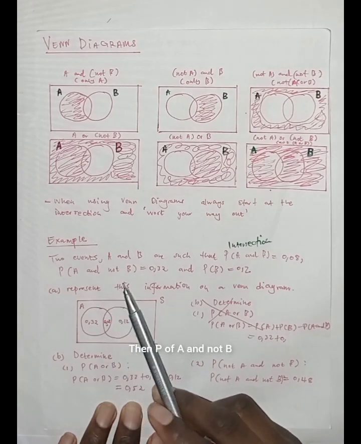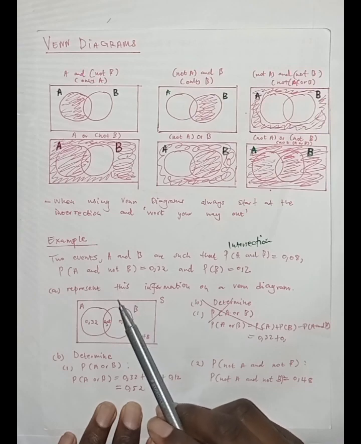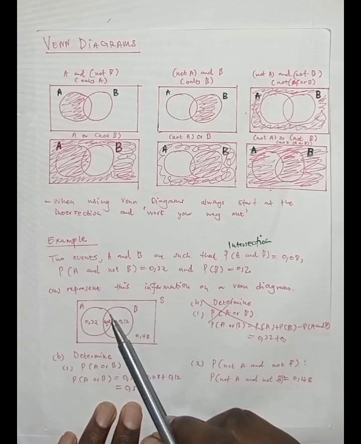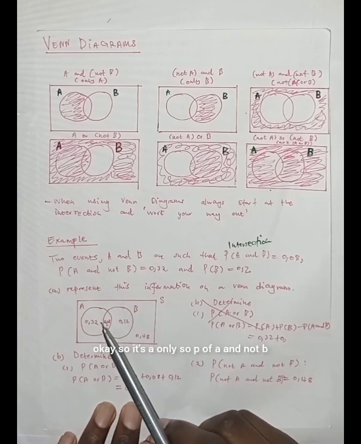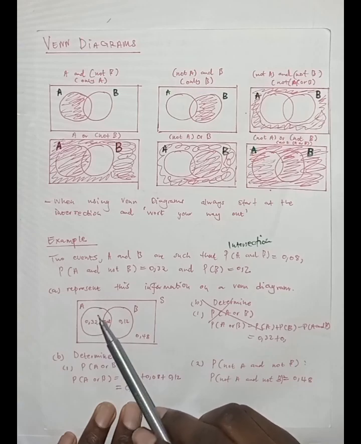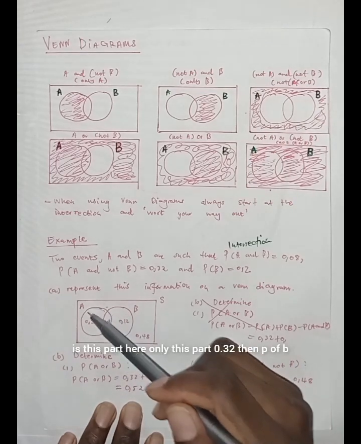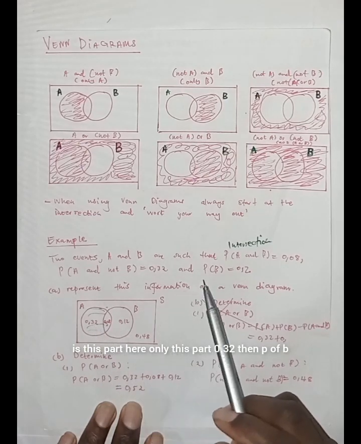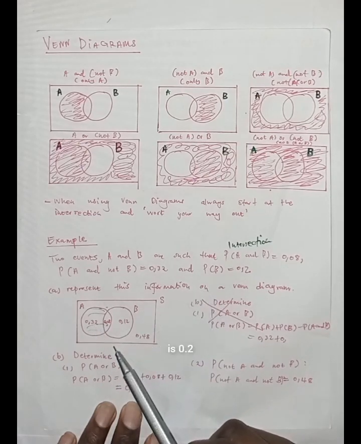Then P of A and not B. Remember what I said, P of A and not B, what does that mean? A only. Okay, so it's A only. So P of A and not B is this part here, only this part, 0.32. Then P of B is 0.2.